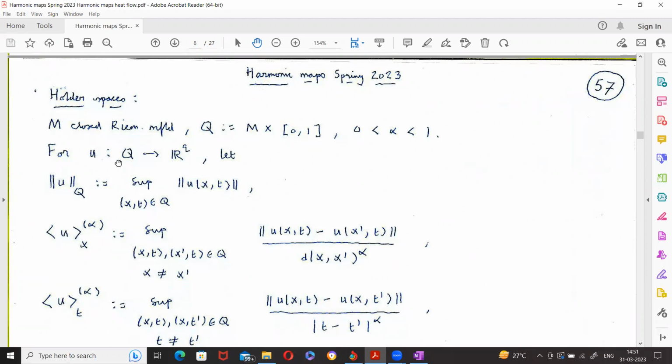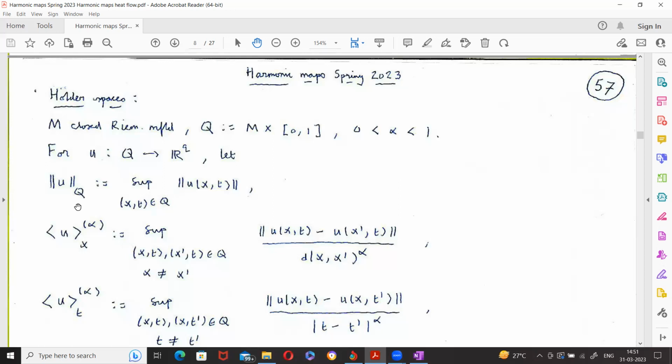So suppose u is, first we're going to look at solutions of PDEs with a space variable in M and a time variable. So those will be functions defined on this manifold Q, which is M cross the closed interval [0,1]. Okay. So we're going to define Q to be this, M cross [0,1]. Then we take an alpha in between 0 and 1. Now, if I take a function u from capital Q into R^q, then we let, first of all, the norm of u on Q be just the sup norm. Okay. So this is the sup over (x,t) in Q of the norm of u(x,t).